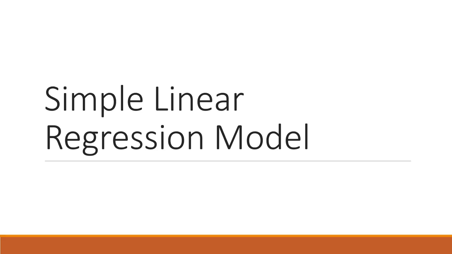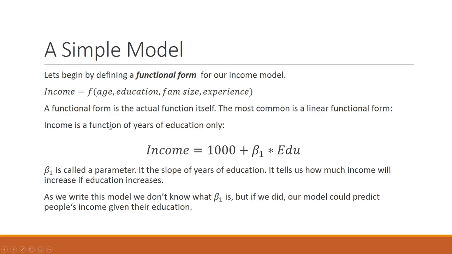So what we're going to do when we look at a simple linear regression model is assume a particular functional form of our economic model, and we're going to assume a linear one. So let's take a look. So we want to define our functional form. A functional form is the actual function itself. The most common is a linear functional form.